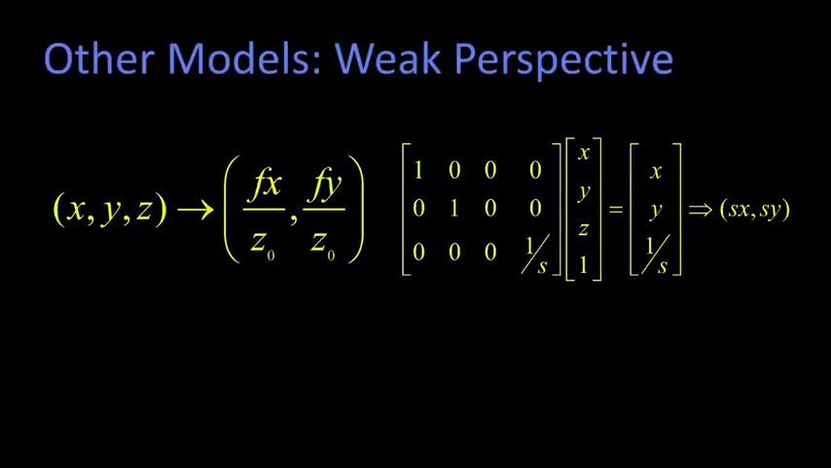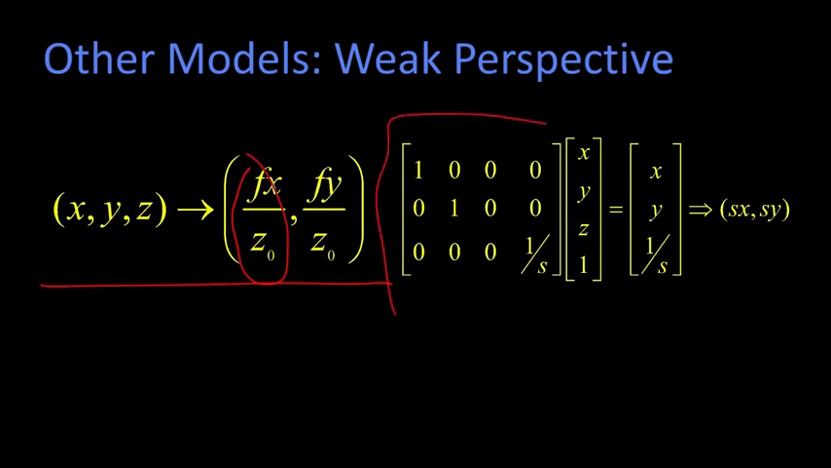Of course, as a special case of perspective projection, we can do this in matrix form also. So here we have the transformation we said before: xyz goes to fx over z0, fy over z0. So basically f over z0 is acting like a scale factor. Here we have our projection matrix, which now, instead of having a 1 over here, has a 1 over s. When I multiply that through on the homogeneous coordinates and then divide by the 1 over s, it gives me sx comma sy. So weak perspective gives you this scaled effect for each collection of points that sit on a given object.